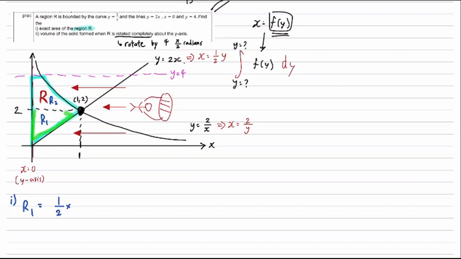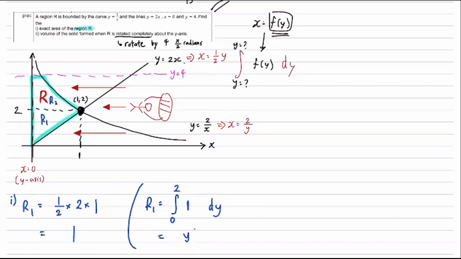What shape is this? Triangle. Don't need integration. Half times 2 times 2. Sorry, more like base 1 and height 2, which is just a 1. Alternatively, R1 can also be calculated as an integral: we integrate 1 with respect to y, but it goes from 0 to 2. So y equals 0, y equals 2.